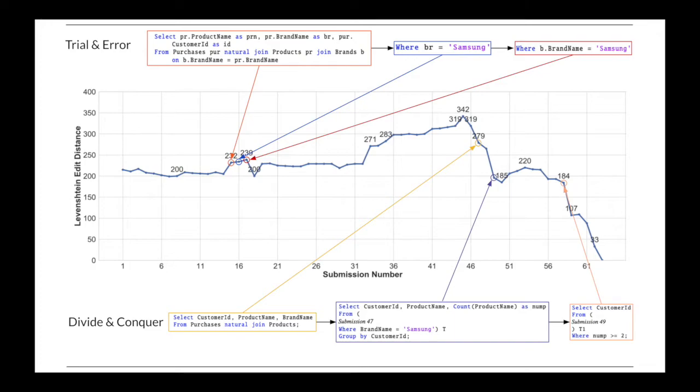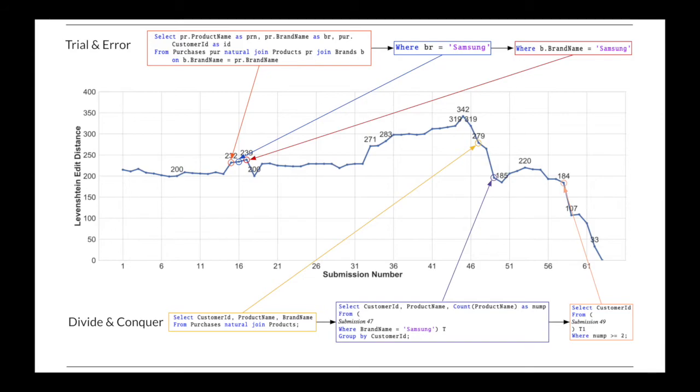An example of a trial and error pattern is seen with submissions 15 through 17. The student's 15th submission is the one shown in orange, which has a semantic error, meaning the query was able to compile successfully but did not retrieve the correct results. In its next submission, it appends the where clause shown in blue at the end of its previous query. The query continues to have semantic issues, so the student replaces the where clause shown in blue with the one shown in red and submits it as its 17th submission.